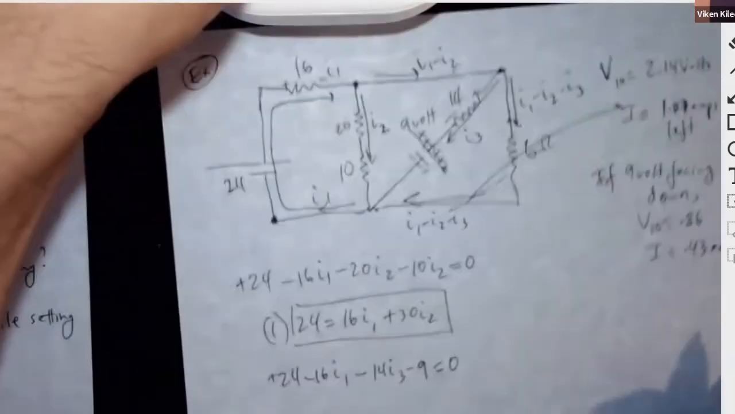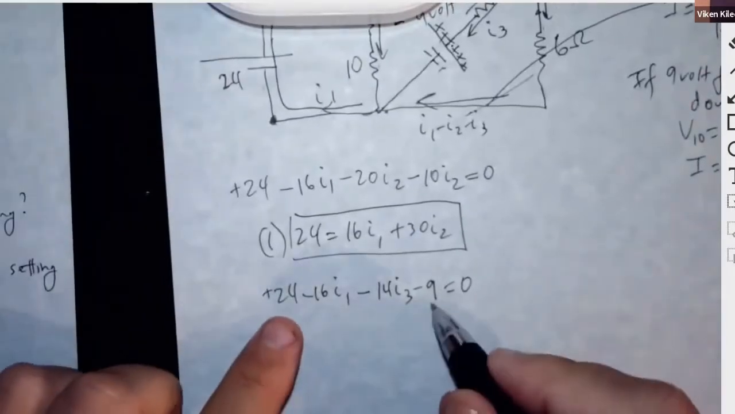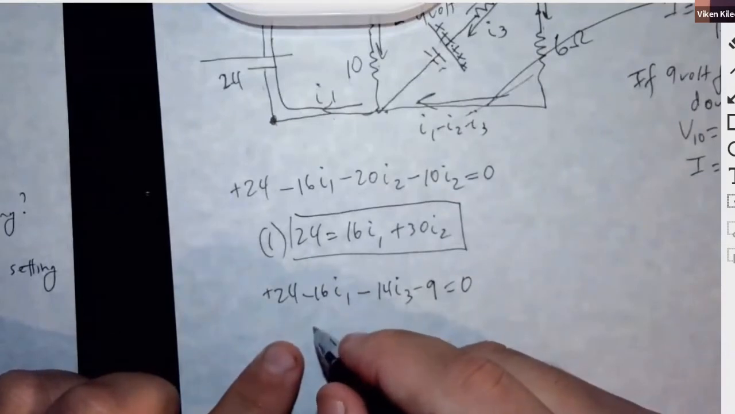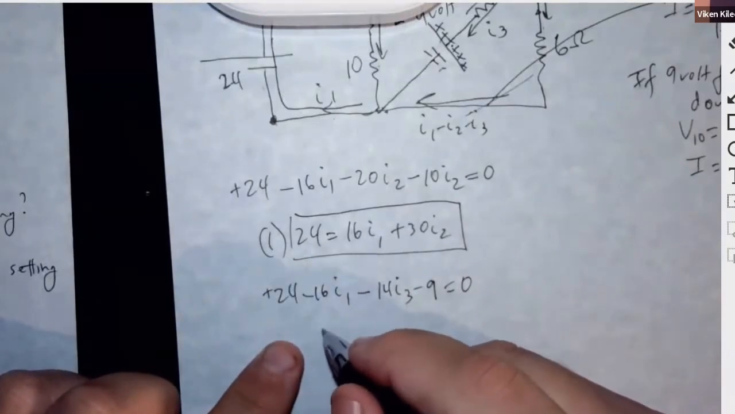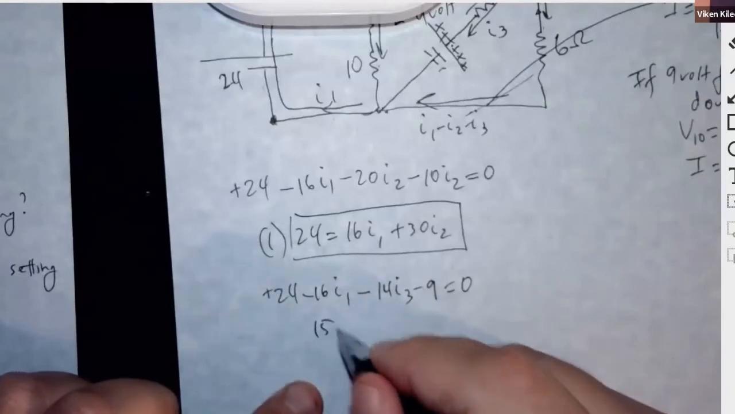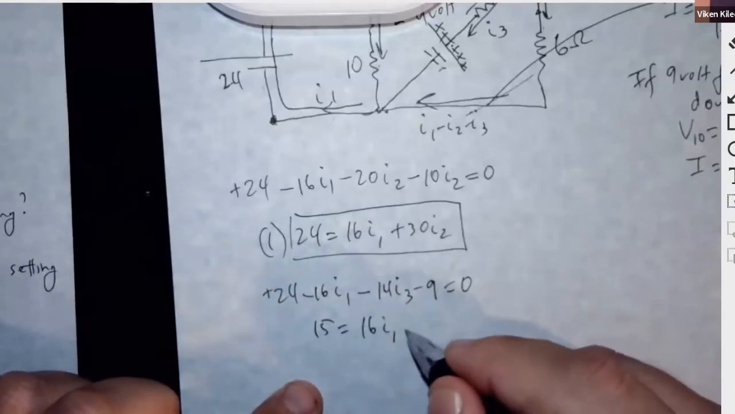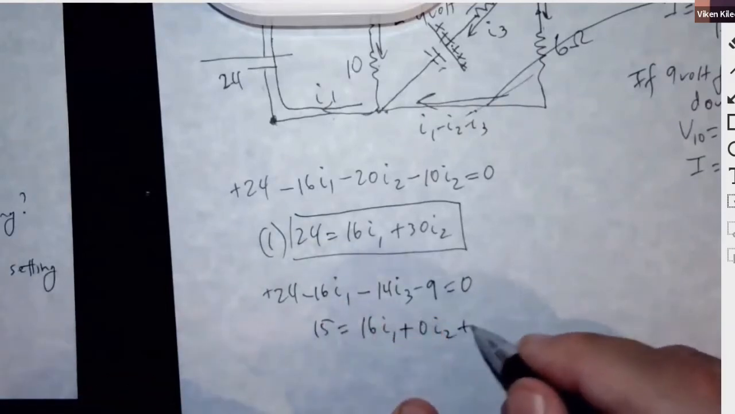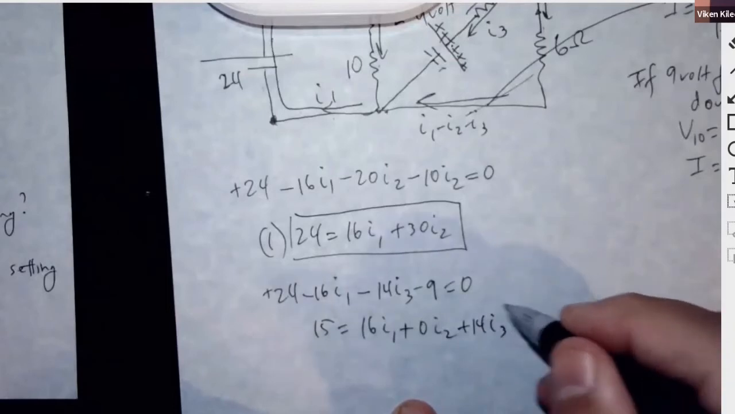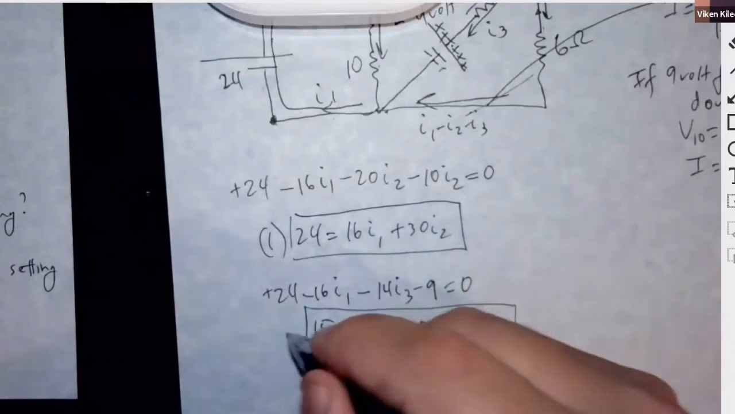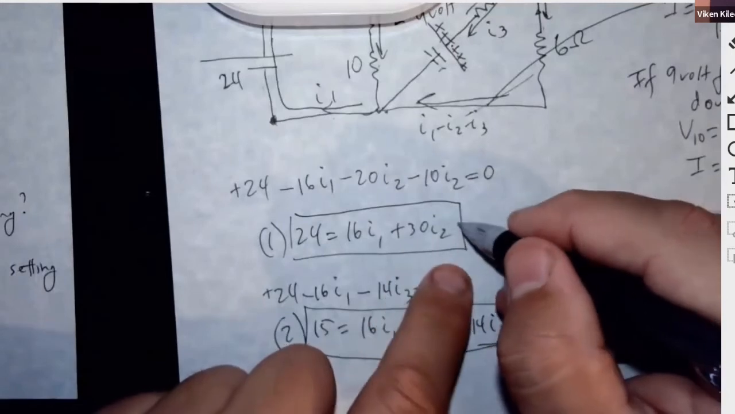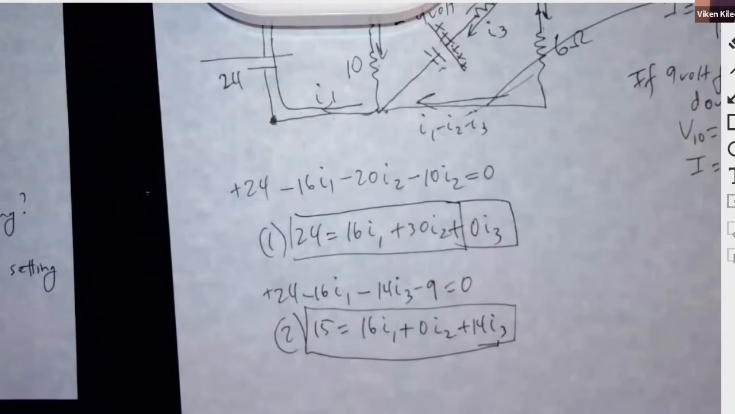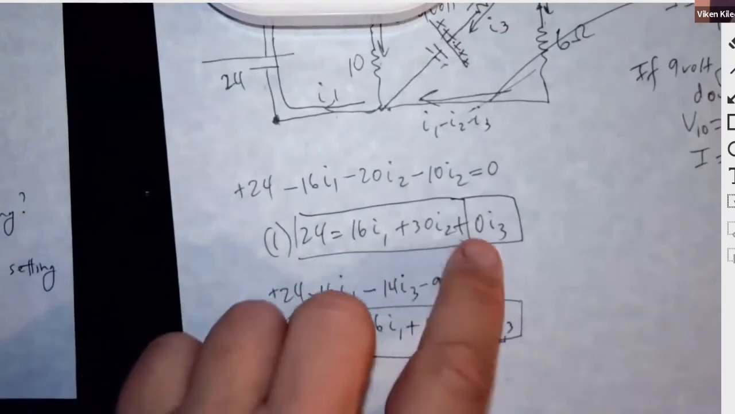So then my second equation is what? 24 minus 9 is, what is that, 14? 4 and 5? Yeah, 9, 15, right? 16 I1 plus 0 I2, because I didn't have an I2, plus 14 I3. So here's my second equation. Remember, I can put a 0 I3 because I don't have an I3 in my first equation. So 24, 16, 30, 0.